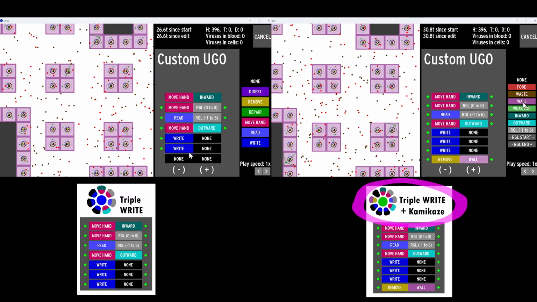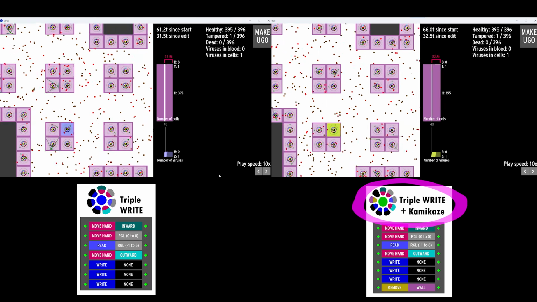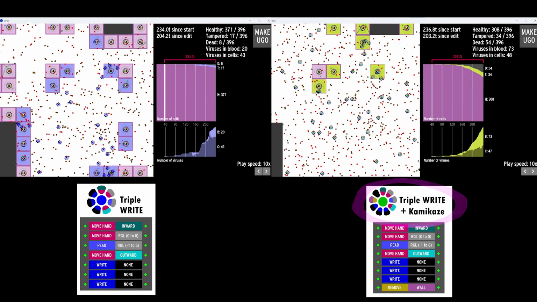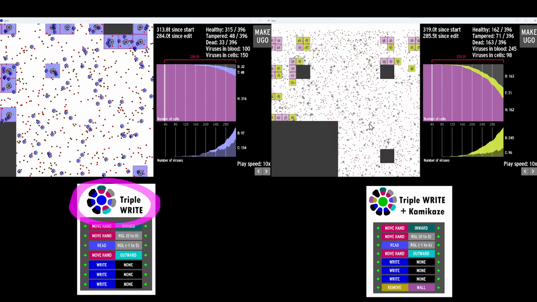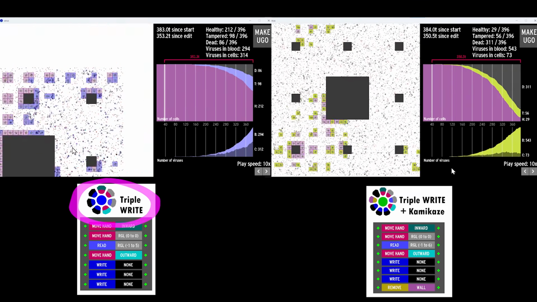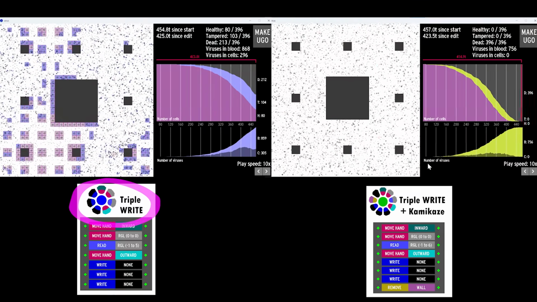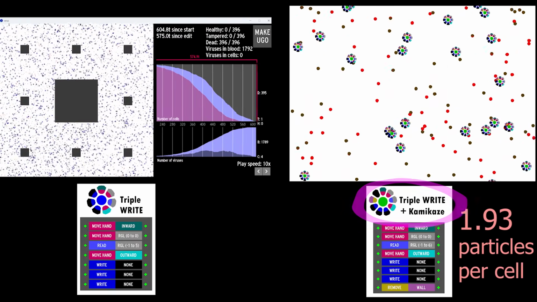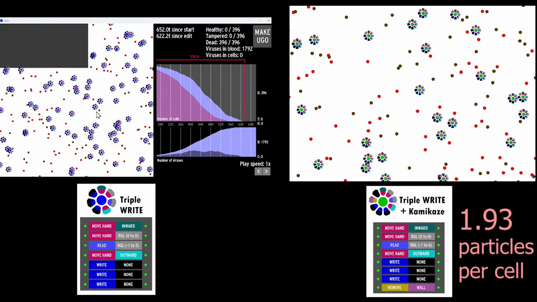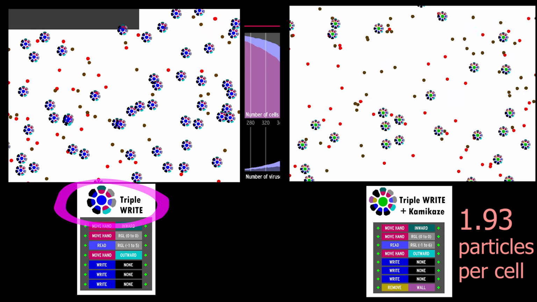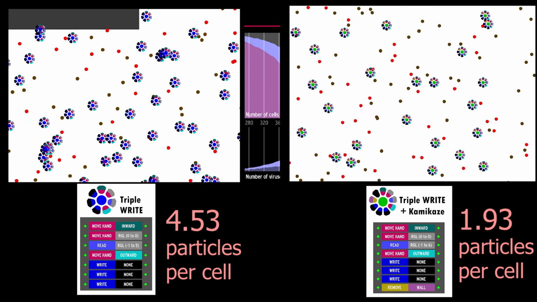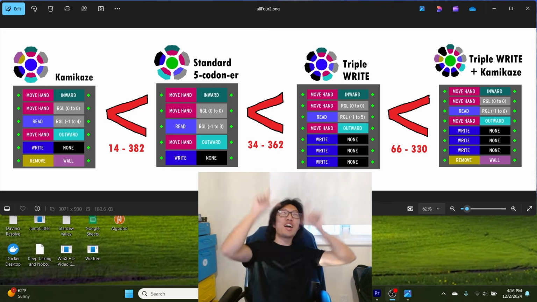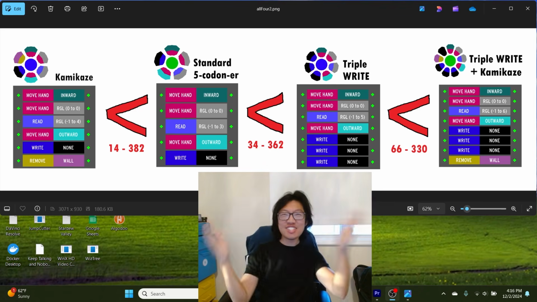In other words, triple plus kamikaze is an efficient killer, deploying only as many agents as it needs to and barely any more, whereas basic triple takes a sloppy splash damage approach. Throw everything against a wall and see what sticks. Triple plus kamikaze only made each human cell produce 1.93 virus particles on average, whereas basic triple made them produce 4.53, a true powerhouse. Here is the final lineup of the 4 virus variants we tested today.